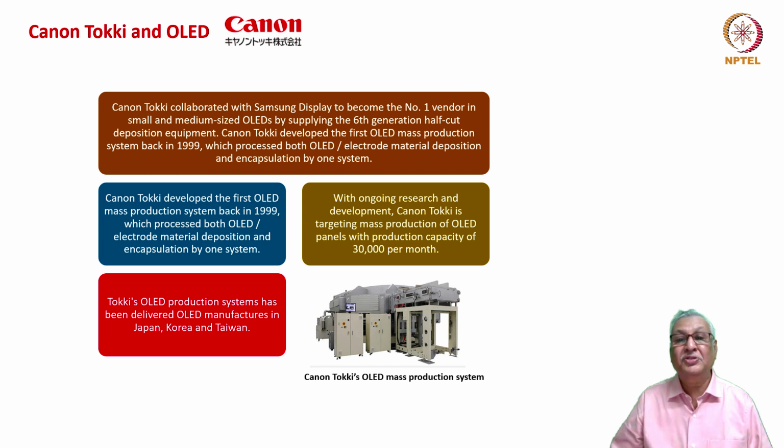Canon Tokki collaborated with Samsung Display to become the number one vendor in small and medium-sized OLEDs. It supplied the 6th generation half-cut deposition equipment. It also developed OLED mass production system way back in 1999. Therefore, the fundamental technologies are available, but those technologies getting deployed in commercial consumer electronics devices took time. These are some other examples of how innovation takes time for diffusion.